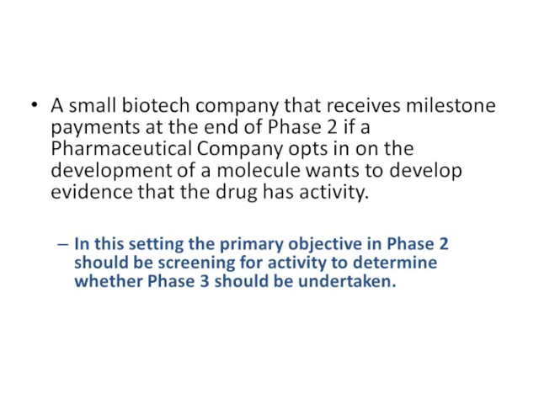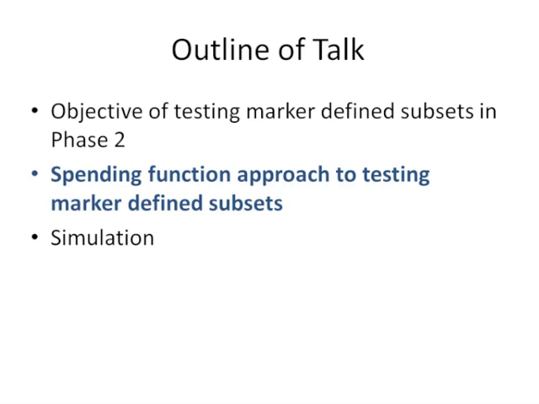The spending function approach for testing marker-defined subsets presented here, and which will be discussed next, is intended to be used primarily when screening for drugs to be studied in phase 3. Okay, so now we'll turn to using spending functions to control a type 1 error from testing for a treatment effect in multiple marker-defined subsets.